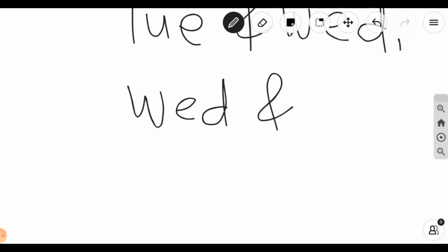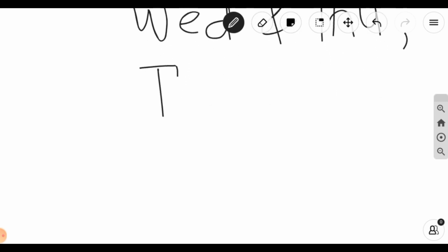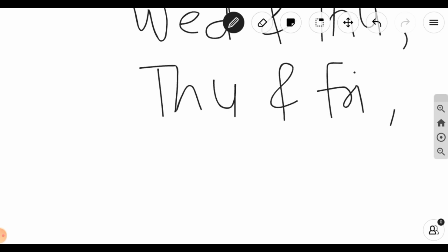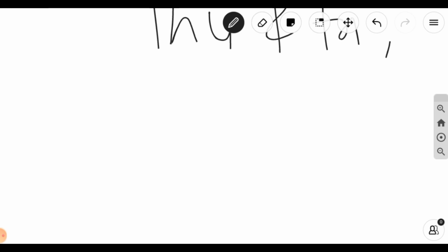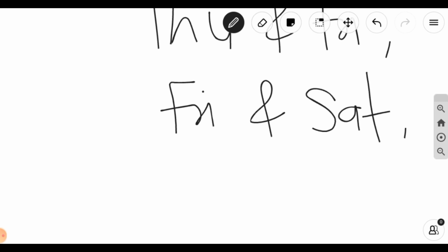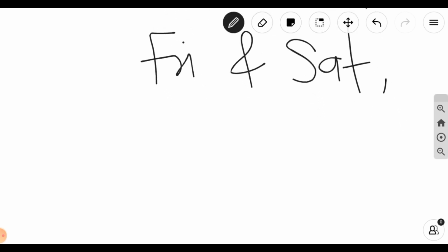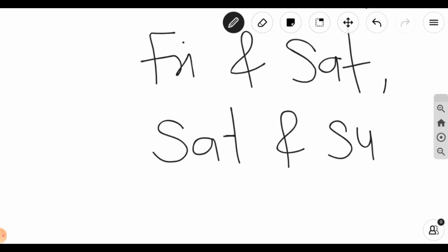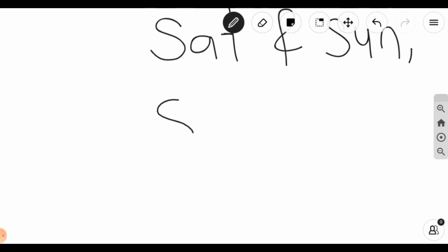Wednesday and Thursday. Also, a possibility is that these 2 days are Thursday and Friday. Similarly, it also can be Friday and Saturday. Also, it may be Saturday and Sunday, or Sunday and Monday.